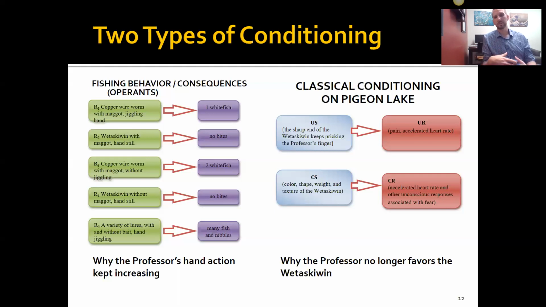Now, did that necessarily mean that his hand jiggling was causing the increase in fish? Well, maybe, maybe not. It's hard to say. But if he did that and it was associated with the consequence of getting more fish, then he's probably going to increase it. And that's basically what operant conditioning is all about, that we increase the behaviors that lead to positive consequences.